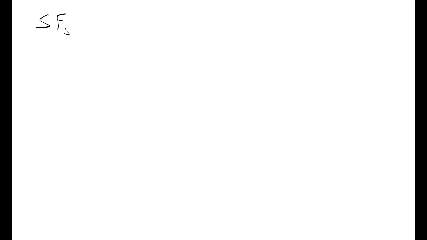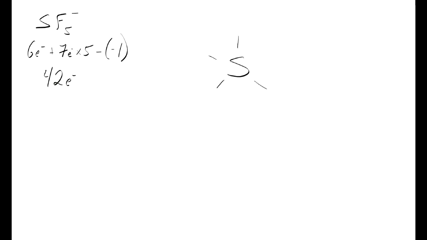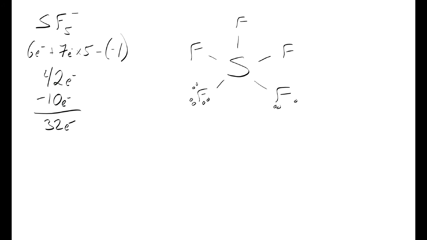Now, sulfur pentafluoride 1 minus. 6 from sulfur, 7 from fluorine minus our charge gives us a total of 42 electrons. So sulfur, 1, 2, 3, 4, 5. That uses up 10 electrons, leaving us with 32. 2, 4, 6, 8, 10, 12, 14, 16, 18, 20, 22, 24, 26, 28, 30. Meaning we have 2 left over that go on sulfur.